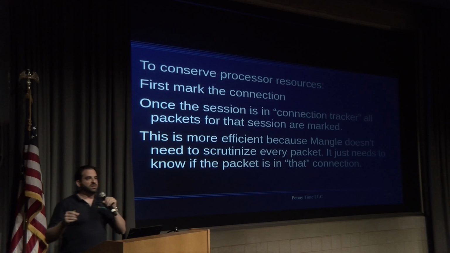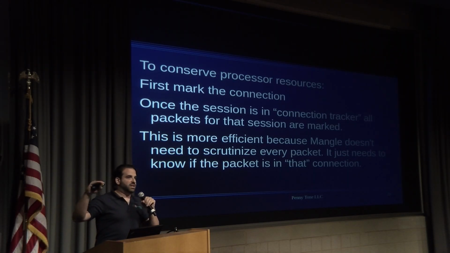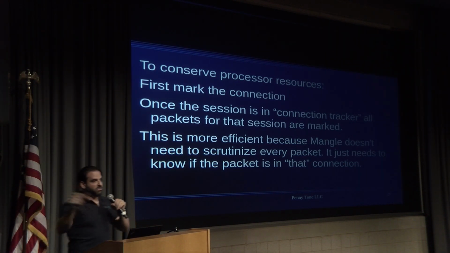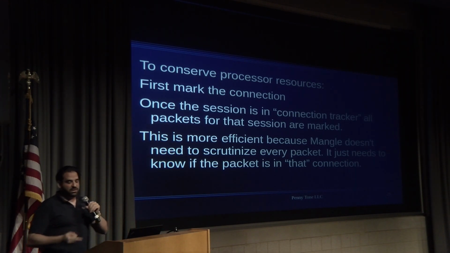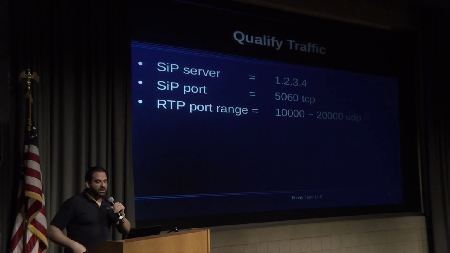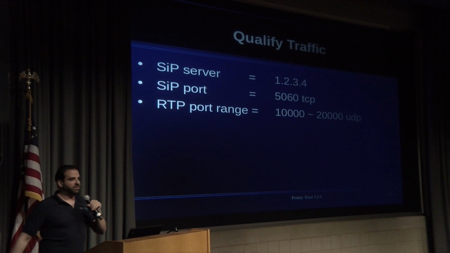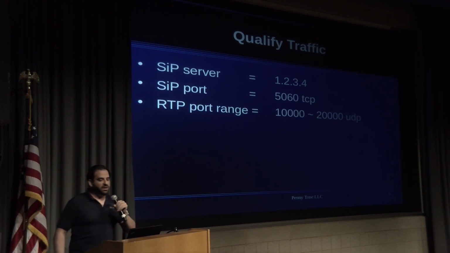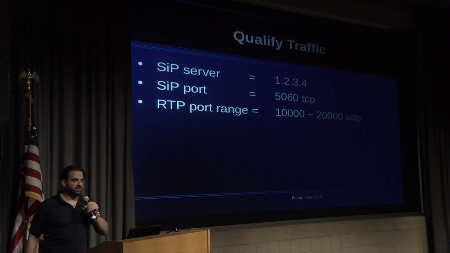So we're going to mark the first packet that starts a connection. Then once that connection is in the MikroTik connection tracker, any packet that is in that connection will be marked with a connection mark, and doesn't need to be scrutinized. So it does save on processor power. So here is my example. My SIP server, 1.2.3.4. It's not a real server, I'm just giving you an example. And the SIP port is your standard 5060 TCP. The RTP port range is going to be the Asterisk standard of 10,000 to 20,000 UDP.